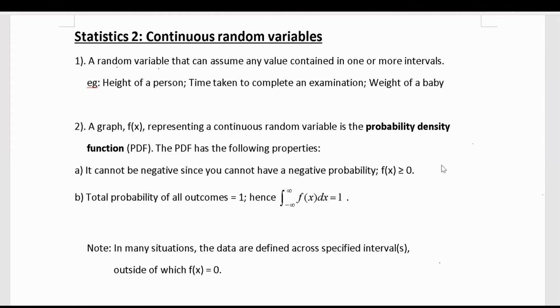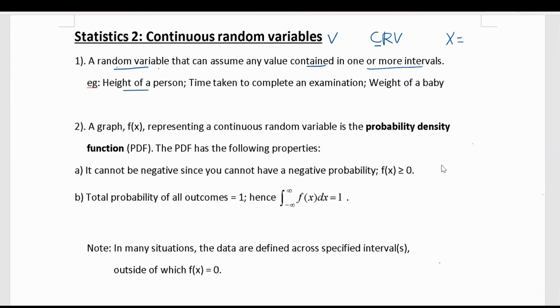Hi, in this lesson we will look at continuous random variables. So what does it mean by a continuous random variable? First, a variable x can take different values, right? So what does it mean by continuous? It is a variable that can be measured. So a random variable can assume any value contained in one or more intervals.